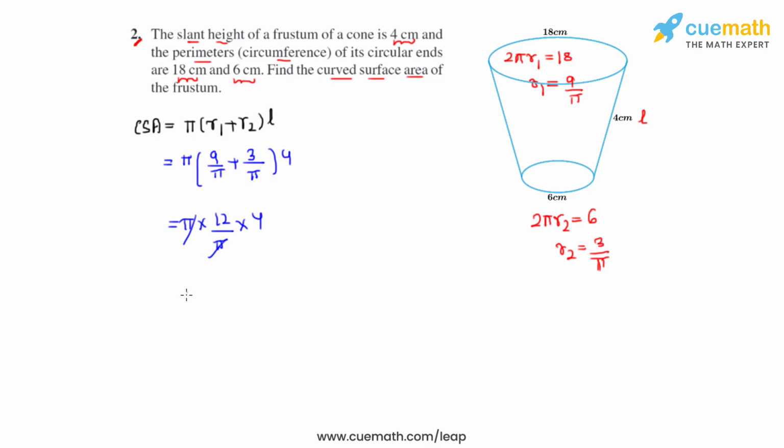So pi and pi get cancelled and 12 times 4 is 48. So 48 centimeters squared is the curved surface area for the frustum.